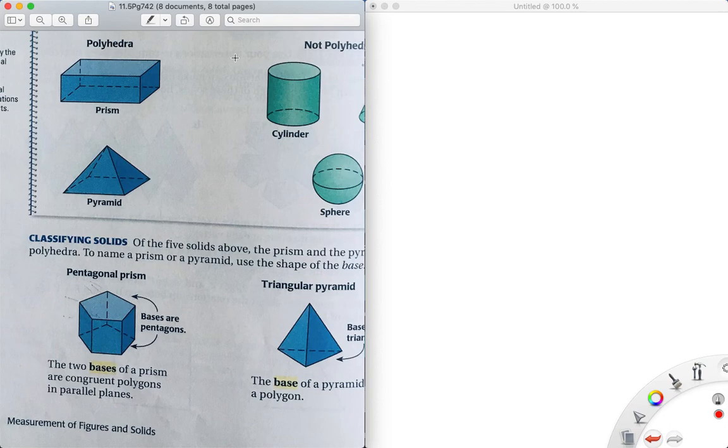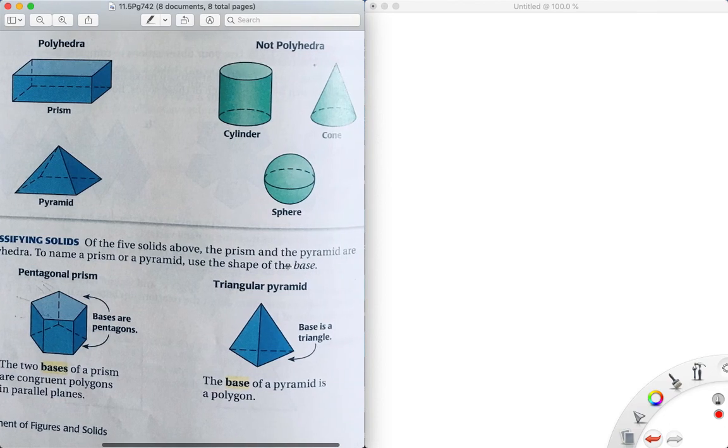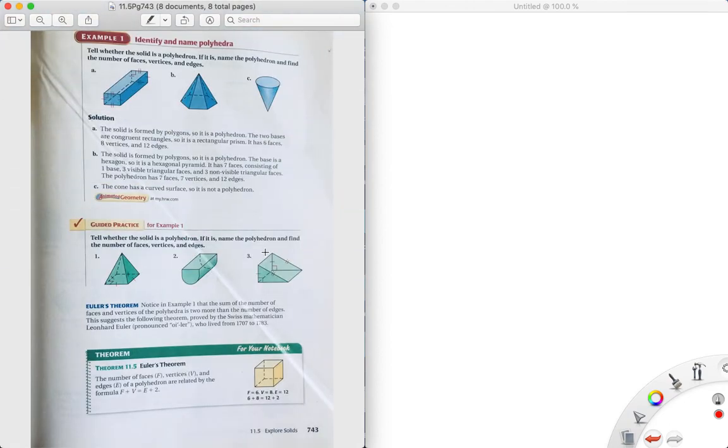Same thing for pyramids. If the base is a triangle, which is the case here, then it's a triangular pyramid. If the base is a square, we would call that a square pyramid. If the base is a nonagon, we call it a nonagonal pyramid. Whatever the base is, that's the name we give that particular prism or pyramid. That should be in your book too.